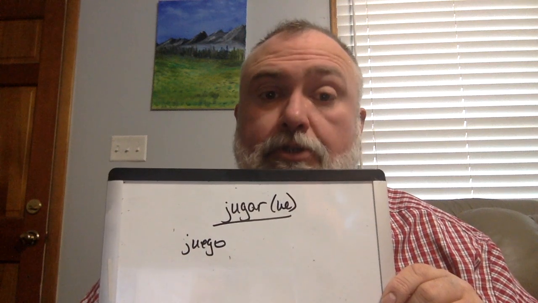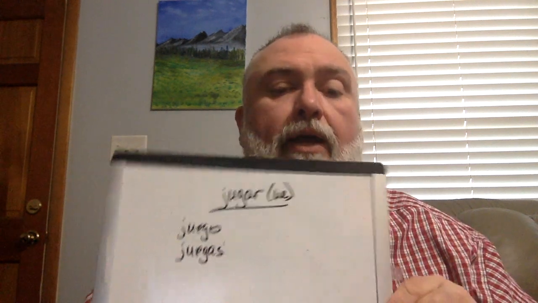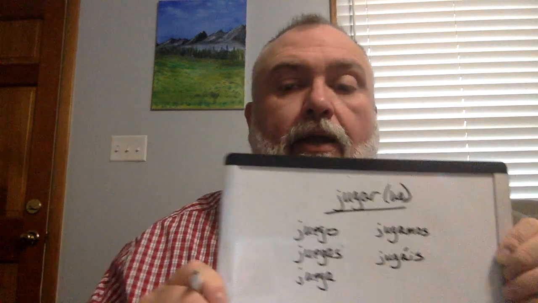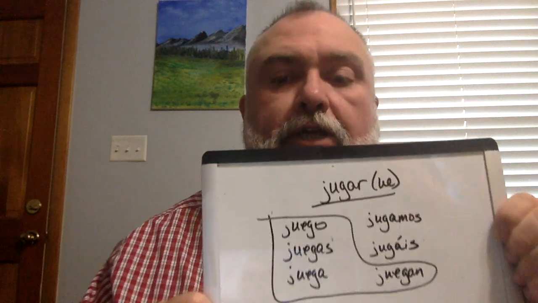So, jugar means to play, everything except musical instruments. So for jugar, to play, we talk about juego. Right? The U changes to UE. For the tú form, juegas. For usted, él, ella, juega. But nosotros is jugamos. Right? It doesn't change. Vosotros jugáis. Again, it doesn't change. And then we have juegan. Again, inside the boot, the U changes to UE.